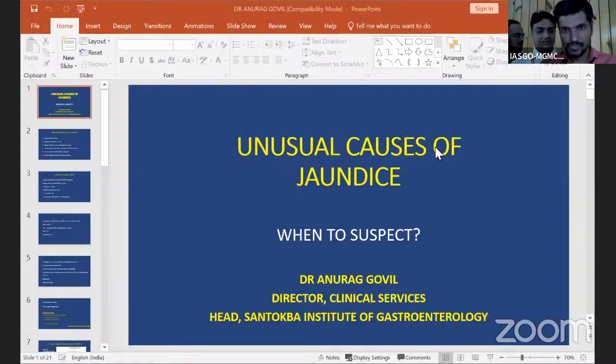What I'll be doing in the next 10 minutes is, by the time these slides come up, this is something which you will not find in books: unusual causes of jaundice. Whatever little clinical experience that I have, I've used that to divide this topic into six groups. We'll take up the groups with actual cases. At the end of each case, we'll see if there's a learning experience. I'm sorry for this delay.